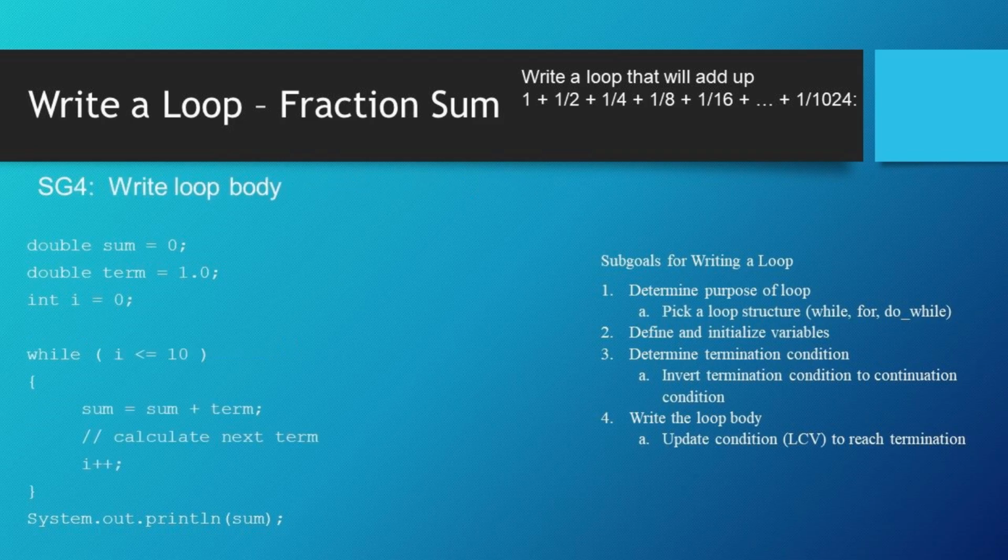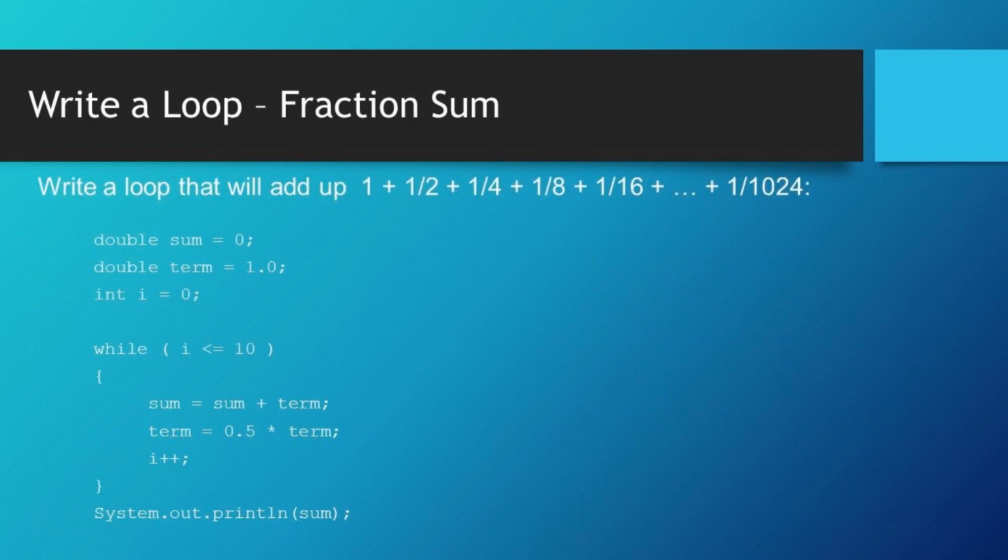To write the loop body, we need to add the term to the sum. Then, we need to calculate the next term by multiplying the current term by 1/2. So the loop looks like this. We initialize sum to 0, term to 1.0, and I, our loop control variable, to 0. While I is less than or equal to 10, sum is equal to the sum plus the term, and then divide the term in half, increment I. At the end, we print the sum.